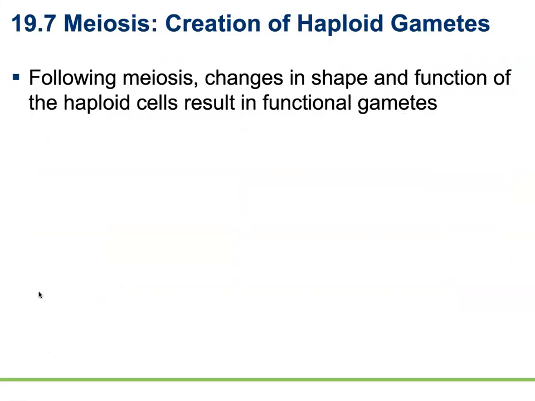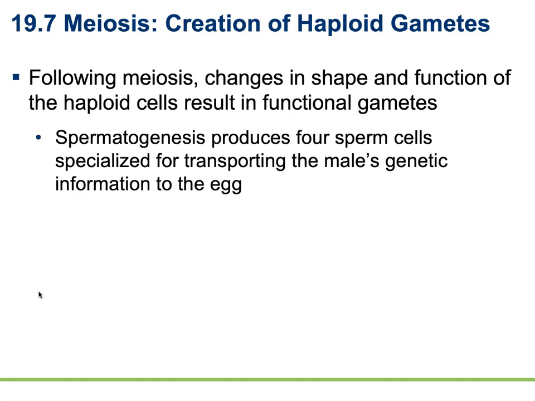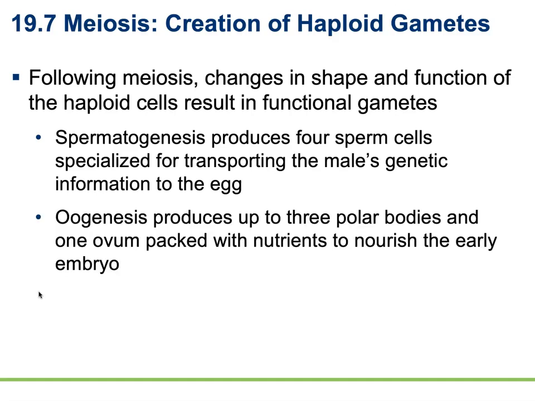So we're going to continue on with our discussion of meiosis. Following meiosis, changes in shape and function of the haploid cells can result in functional gametes. We're going to see that there is a difference in the functionality of the gametes based on whether we're looking at female or male reproduction. Spermatogenesis is going to produce 4 sperm cells that are specialized for transporting the male's genetic information to the egg. Oogenesis produces up to 3 polar bodies and only 1 ovum packed with nutrients to nourish the early embryo.